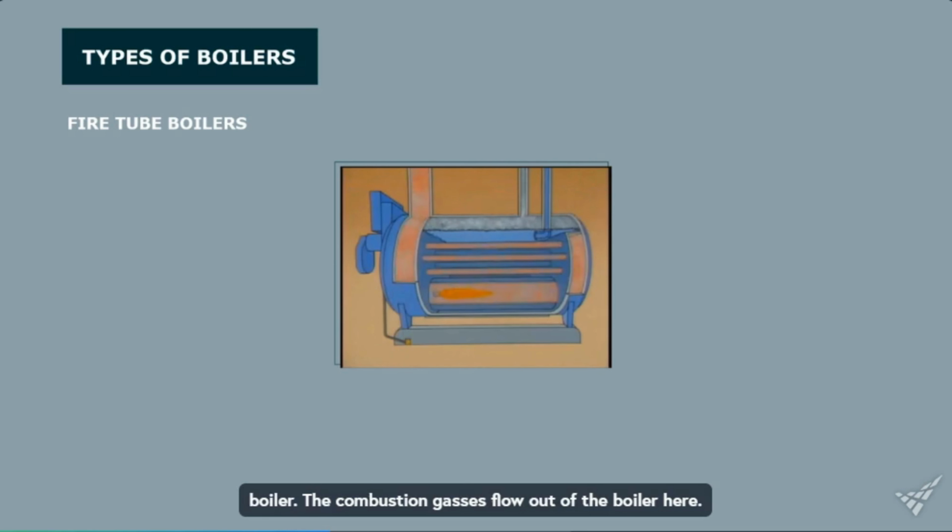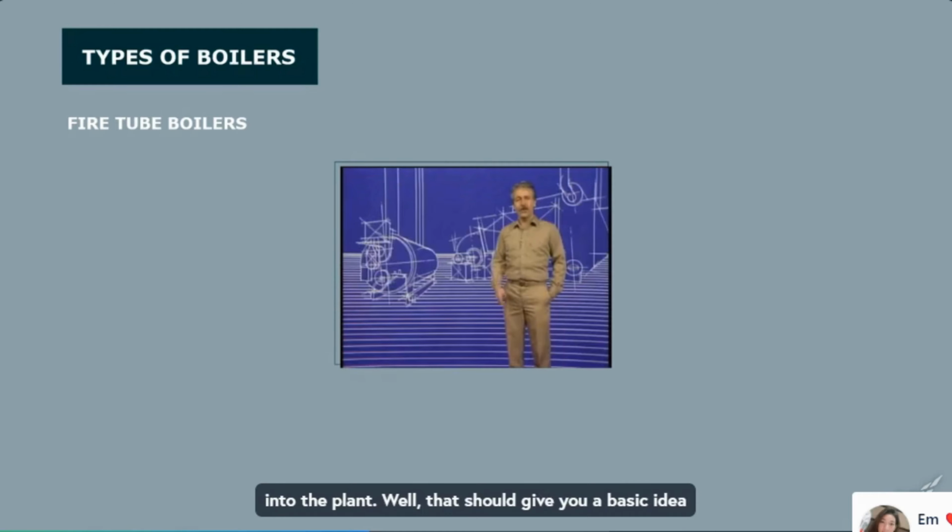The steam collects and builds up pressure here above the water level. From here, the steam is routed through the outlet and into the plant. Well, that should give you a basic idea of how fire tube boilers are set up and how they operate. By the way, fire tube boilers vary in the number of passes they have. There can be 2, 3, or 4-pass boilers.